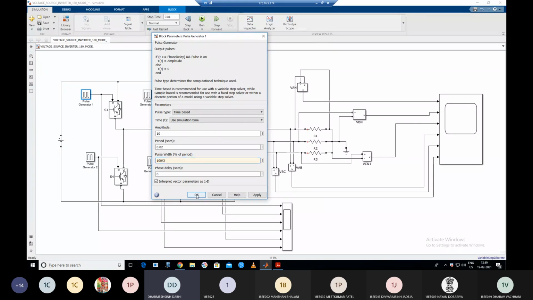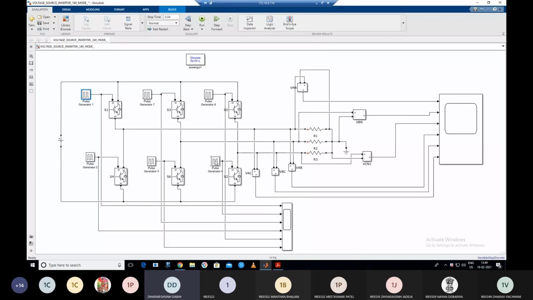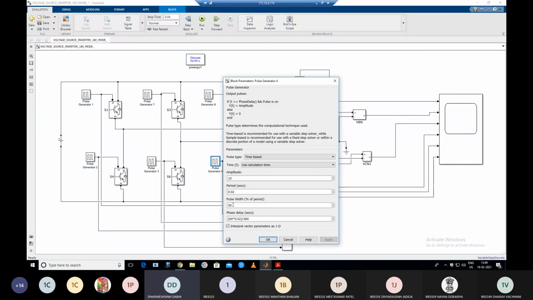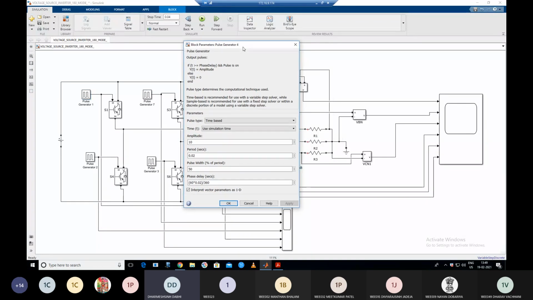Clear? The same way for switch number 2, pulse generator 2. Again here, switch number 2, I write 100 by 3. Now what is the phase delay? Where is it turned on? Same 60 degrees or not? See the gate pulse for 120 degrees.